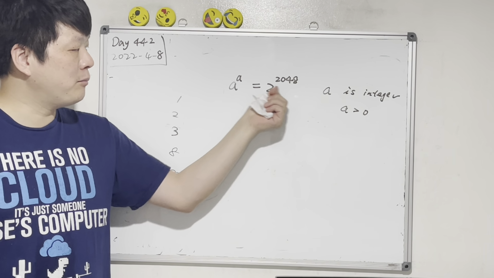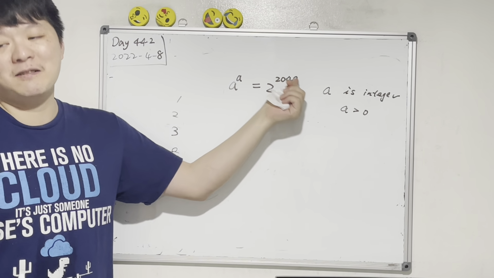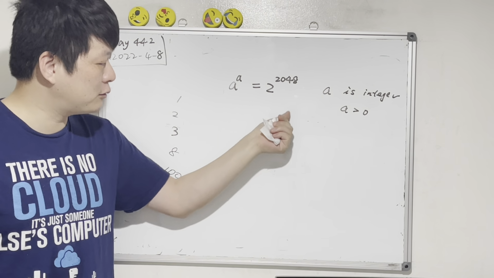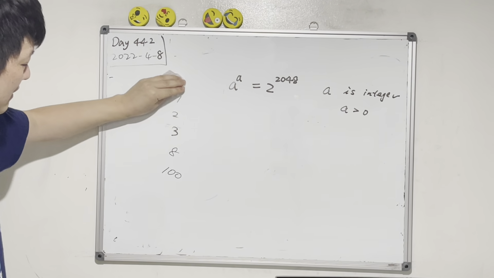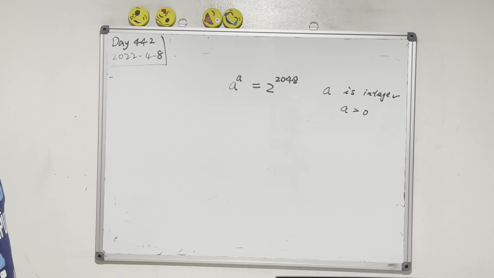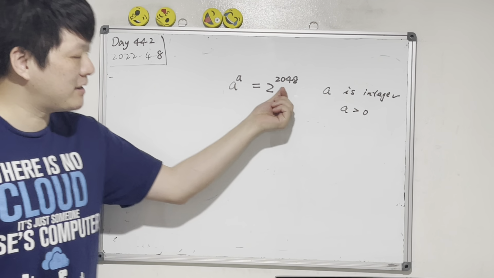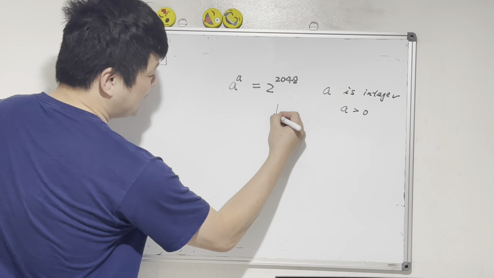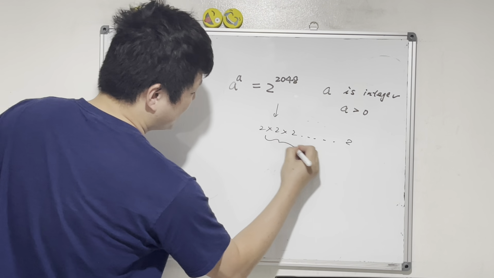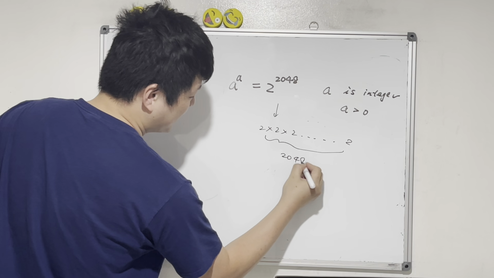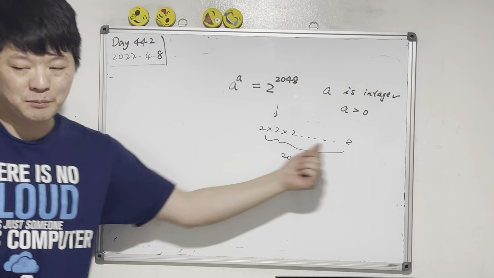It means that we multiply 2 times 2 times 2 times 2, 2048 times. That's the power: 2 to the power of that. It's not 4096, which would be 2 times 2048. This means 2 times 2 times 2, 2048 of them.